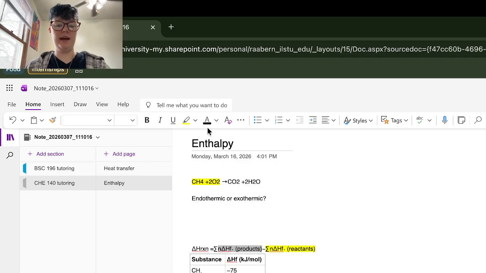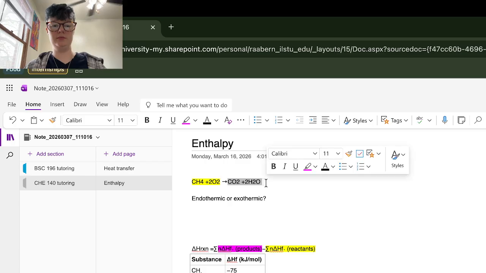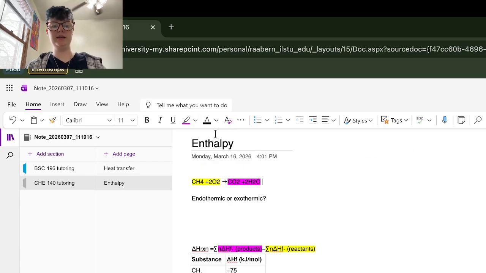And then we have the sum of our products. So basically you're just taking the delta H for your products minus delta H for your reactants. So this will all be given, like this table here, that will be given on an exam or even in homework for the most part. You will have the table. You are not expected to memorize all of these numbers.